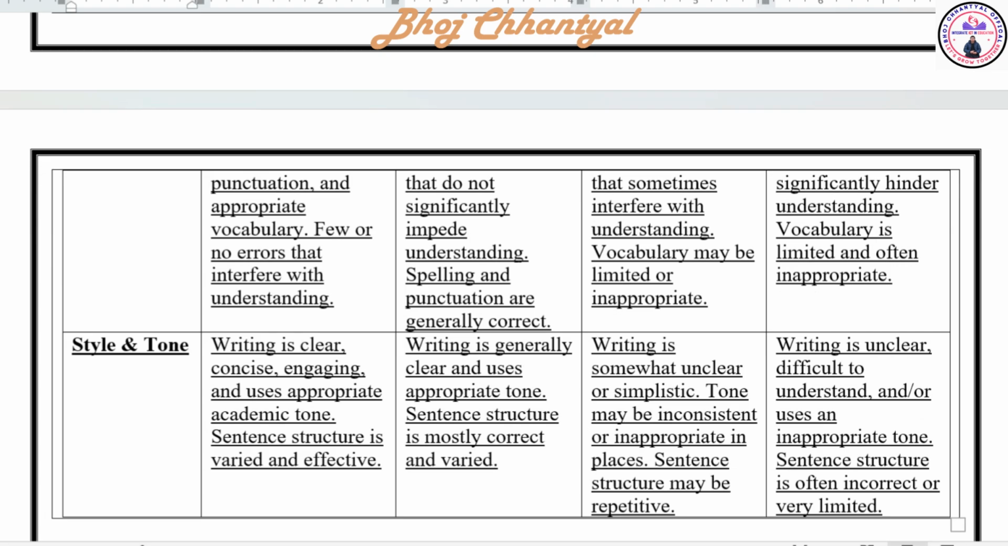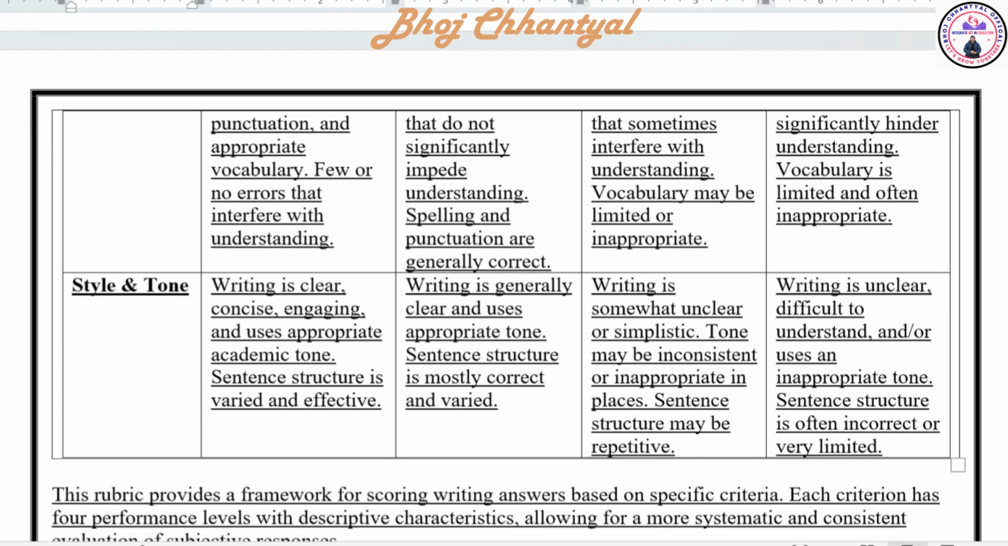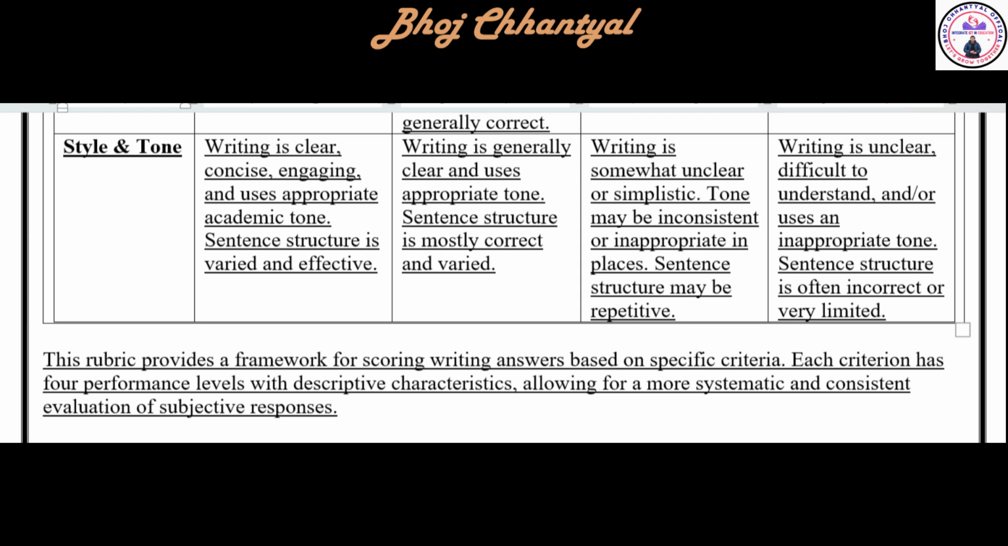On the criterion of style and tone, the answer will get 4 marks if the writing is clear, concise, engaging, and uses an appropriate academic tone. Sentence structure is varied and effective. Similarly, the answer will get 3 marks if the writing is generally clear and uses appropriate tone. Sentence structure is mostly correct and varied. In the same way, if the writing is somewhat unclear or simplistic, tone may be inconsistent or inappropriate in places. Sentence structure may be repetitive. The answer will get only 2 marks. And finally, the answer will get only 1 mark if the writing is unclear, difficult to understand, and or uses an inappropriate tone. Sentence structure is often incorrect or very limited. This rubric provides a framework for scoring writing answers based on specific criteria.